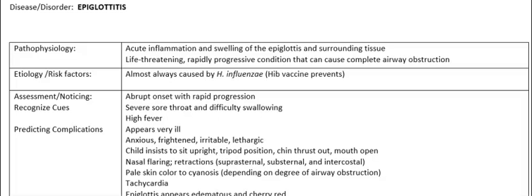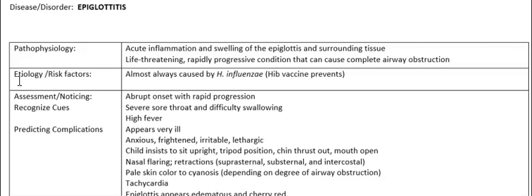So pathophysiology, what is going on? Acute inflammation and swelling of the epiglottis and surrounding tissue. It's considered life-threatening, a rapidly progressive condition that can cause complete airway obstruction. The big thing about this is it comes on pretty suddenly. So the kid goes to bed feeling fine and wakes up with a sore throat and difficulty swallowing.